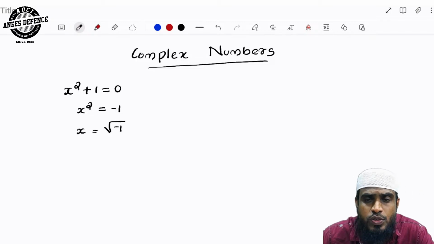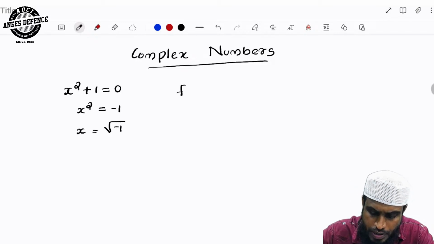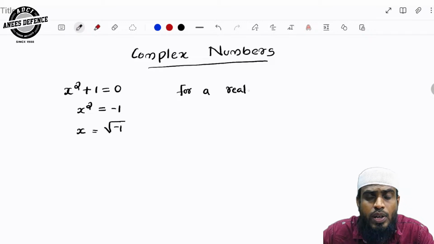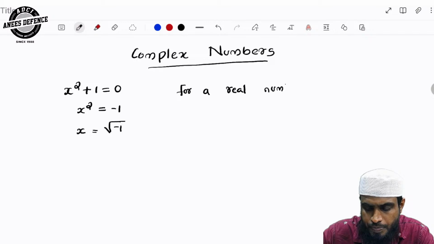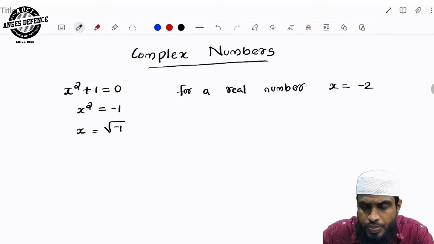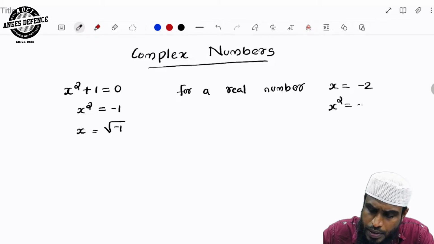X square is equal to minus 1 means, for a real number, the square cannot be negative at any cost. For example, if x is equal to minus 2, minus 2 is a real number. So x square will be minus 2 into minus 2, answer will be plus 4.